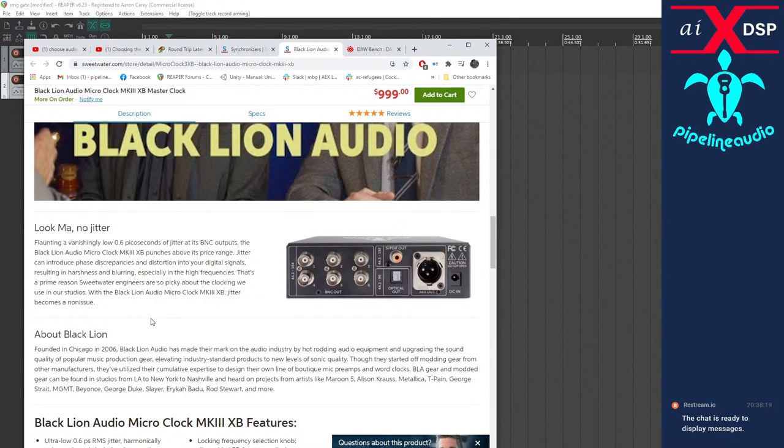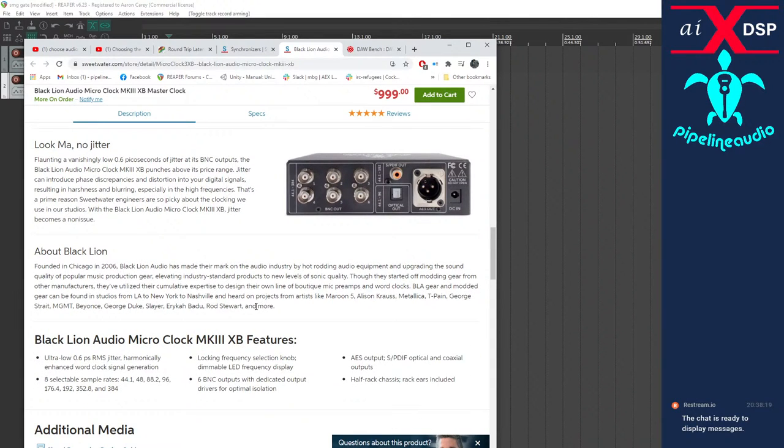Jitter can induce phase discrepancies and distortion into your digital signals, resulting in harshness and blurring, especially in the high frequencies. That's the prime reason Sweetwater engineers are so picky about the clocking we use in our studios. Anyway, they just talk about harshness and blurring, but they didn't get too crazy.